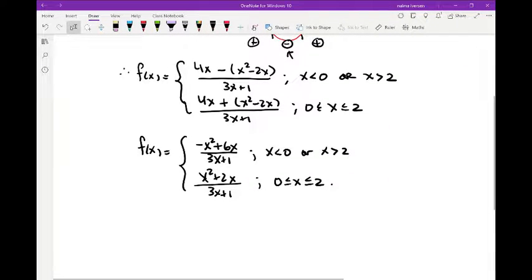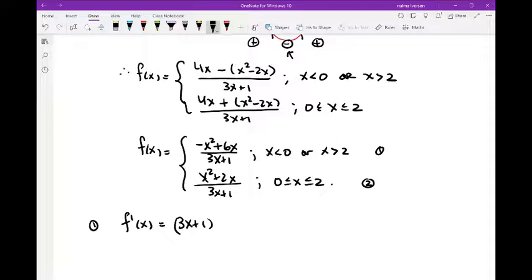Now the disadvantage of finding your f prime of x is that you have to do it twice. So let's call this case 1, and this one case 2, and we're going to see how this works. For case 1, we're going to use the quotient rule: the bottom function times the derivative of the top, minus the top function times the derivative of the bottom, all divided by the bottom function squared.